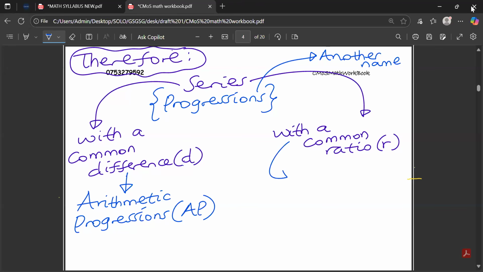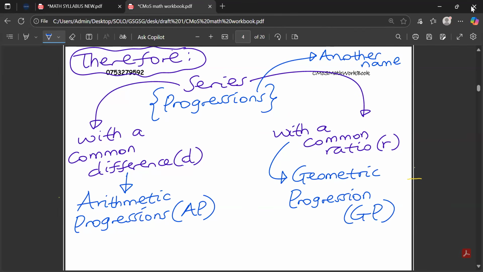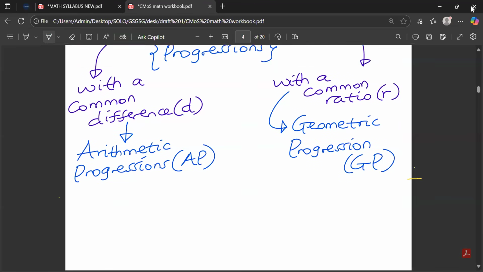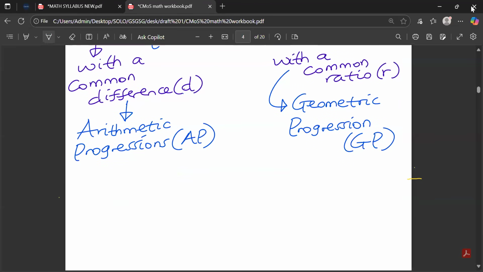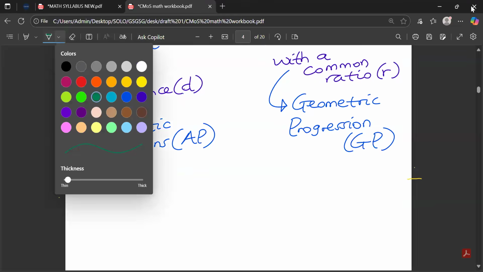Then these ones with a common ratio are the ones they call geometric. So I don't want to begin these things when you know nothing about them. Geometric progressions are abbreviated as GP. Yeah. There are things you're not supposed to forget.